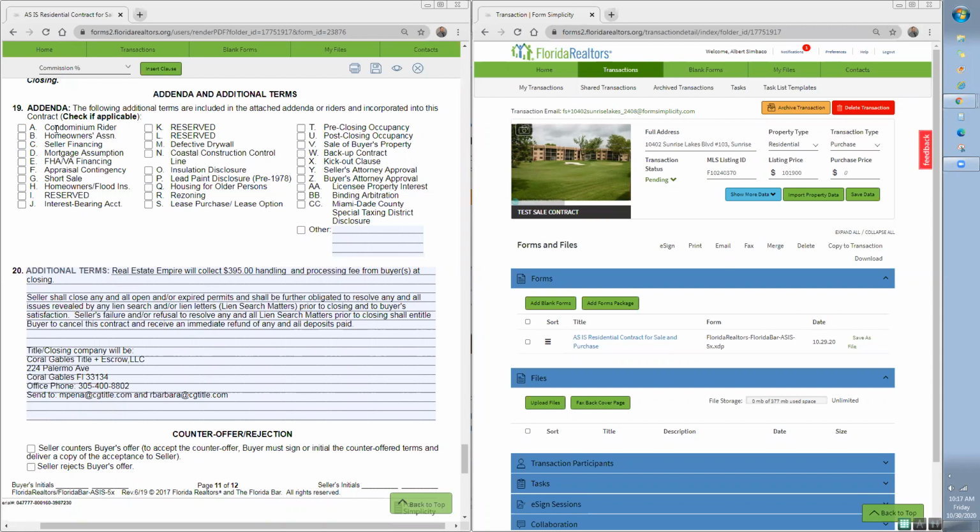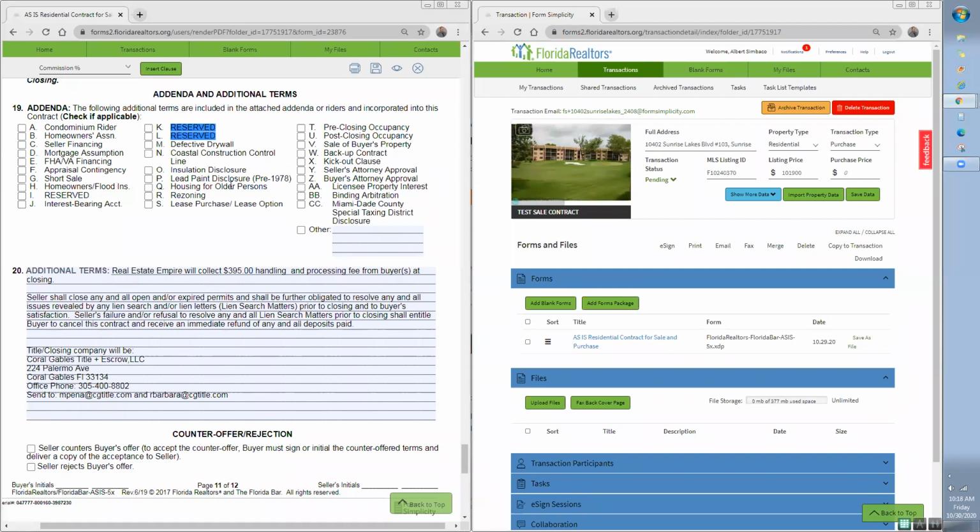First thing I want you all to notice is that each addendum has a letter next to it, going from A all the way through Z. And once the Z finishes, it starts AA, BB, CC. There are some that say reserved on it. The ones that say reserved really are just empty slots in case at any point in time the Association of Realtors and the Florida Bar of Attorneys want to add a new document. So the ones that say reserved, you don't have to worry about. We're going to be working with about 30 different ones here.